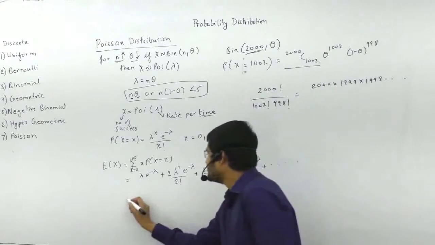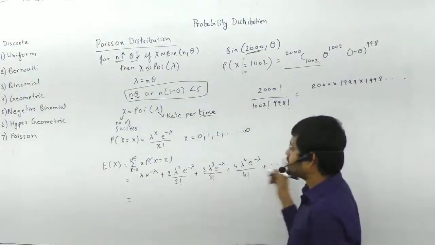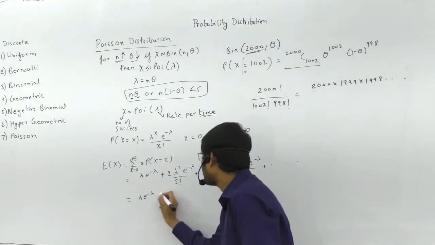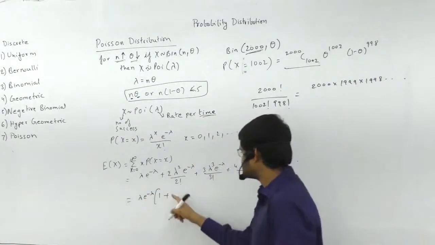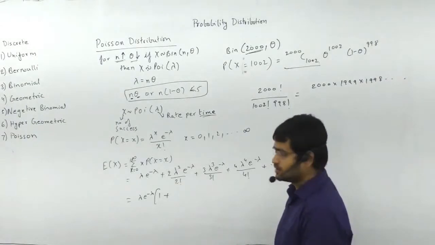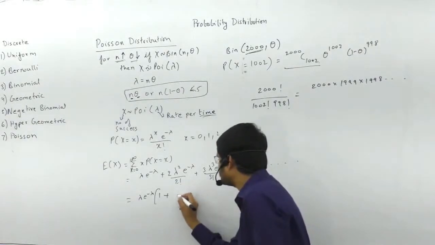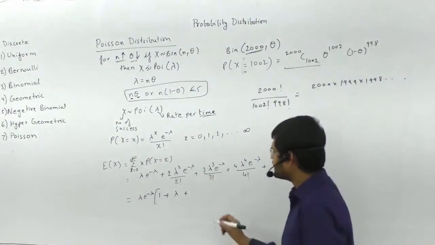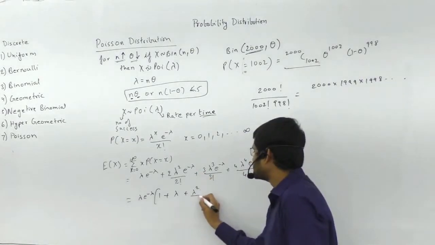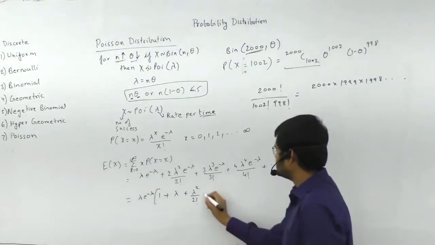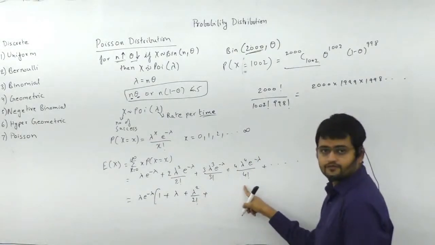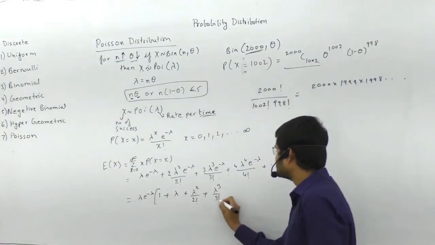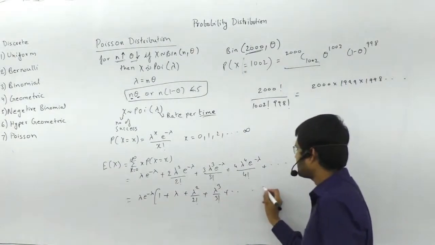Now I can take lambda e raised to minus lambda common from all of these. I am left with 1 plus, if I remove 2 from 2 factorial, lambda. Then if I remove 3 from 3 factorial, I am left with lambda square by 2 factorial. Then if I remove 4 from 4 factorial, I am left with lambda cube by 3 factorial, and so on.